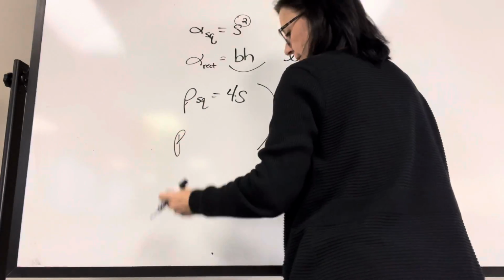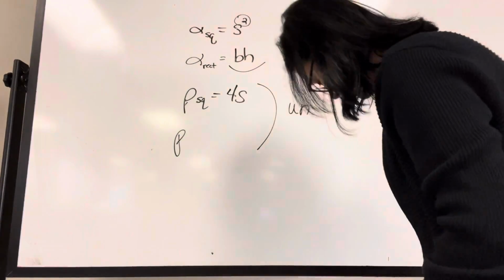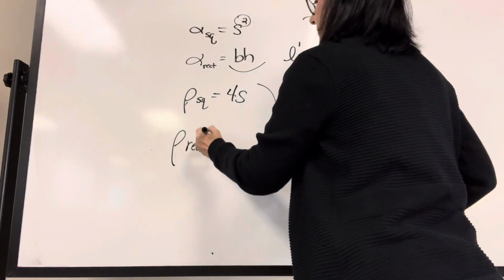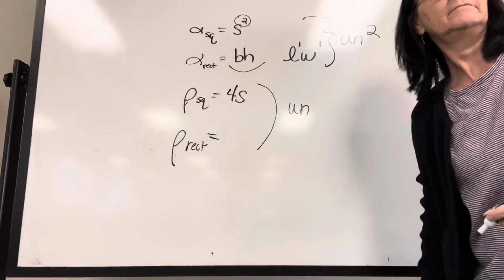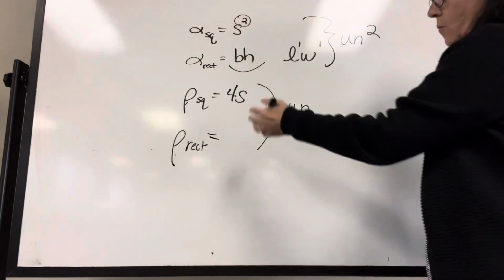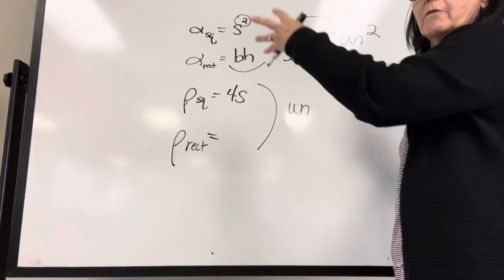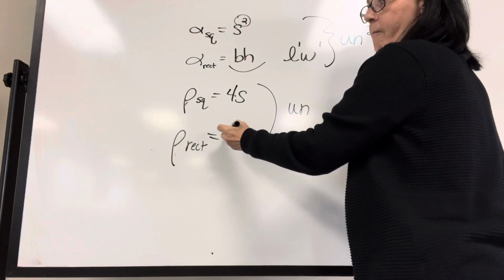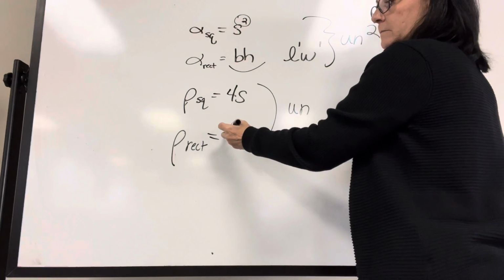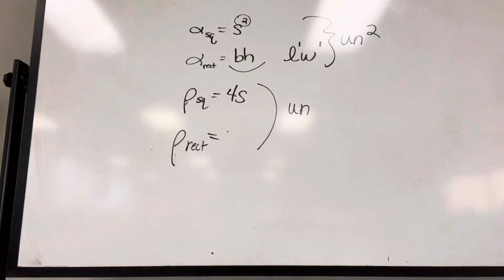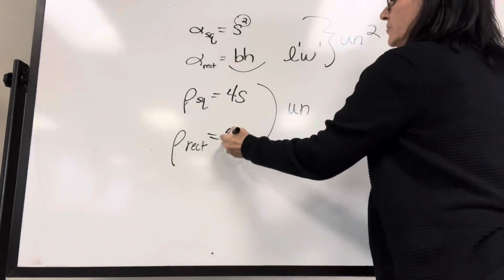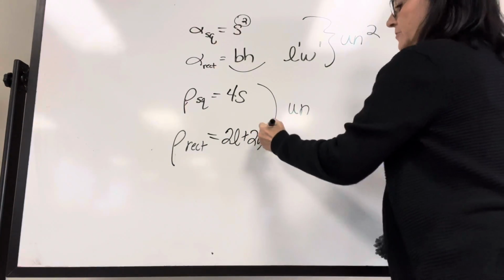What's the perimeter of a rectangle? The sum of all the sides. Okay, so how would we write it if one was the length and one was the width? 2L plus 2W. Yeah. So now we have 2 terms.